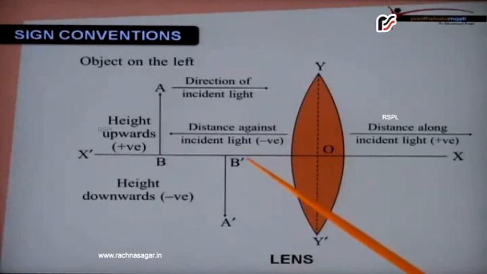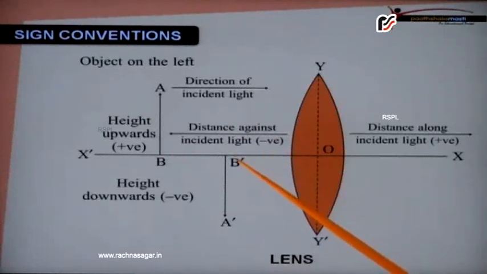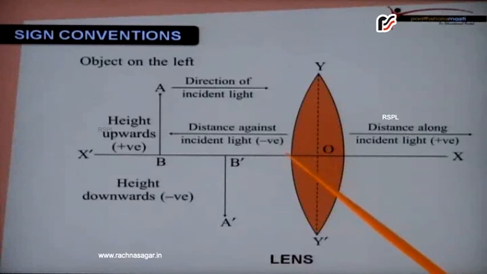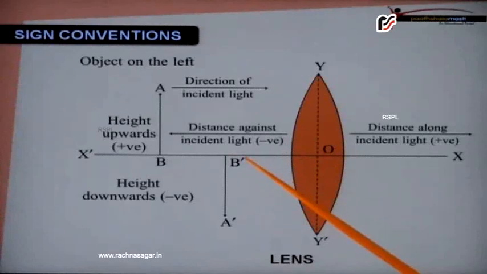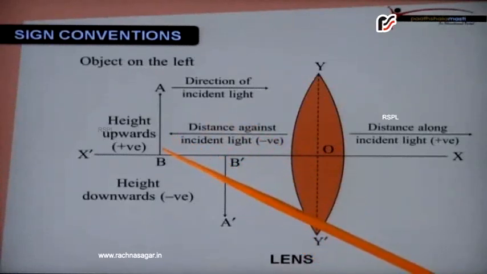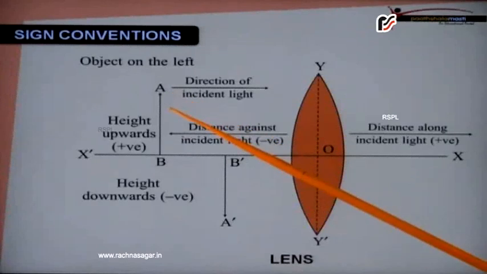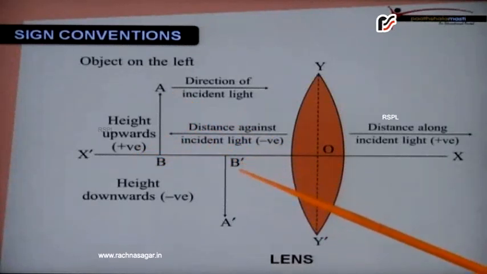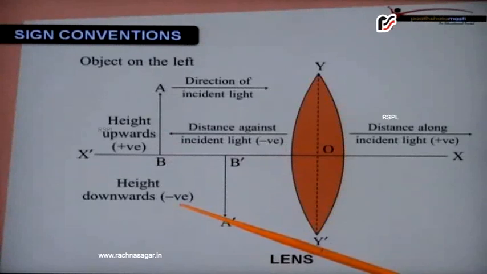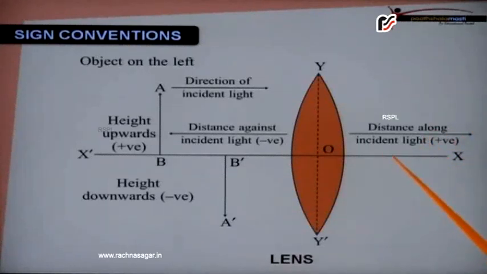The distance OB dash is also considered negative because it is to the left of the optical center and again the distance is against the incident light. The distance in the upward direction, AB dash, is taken as positive, and in the downward direction it is taken as negative. If any object or image is placed on the right side of the optical center, it is taken as positive because it is in the right direction of the optical center and the distance moves along the incident light.